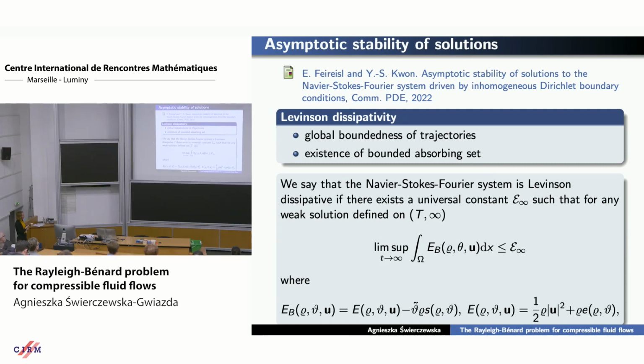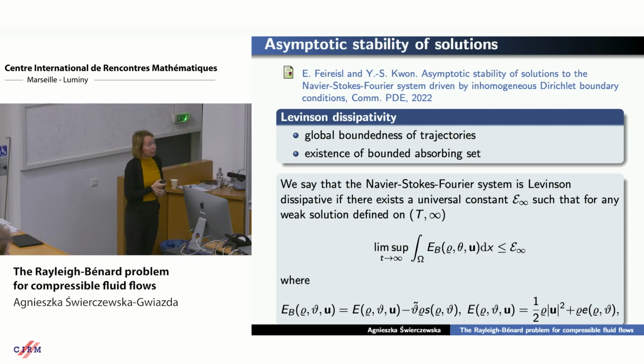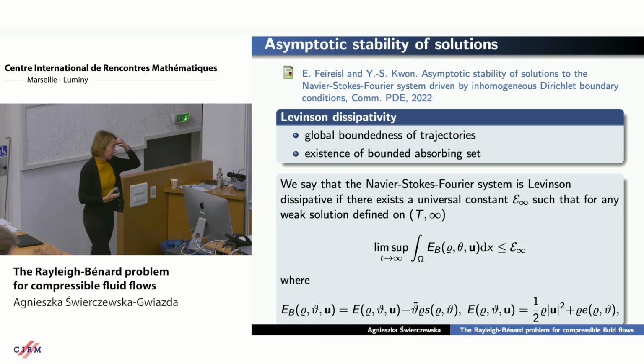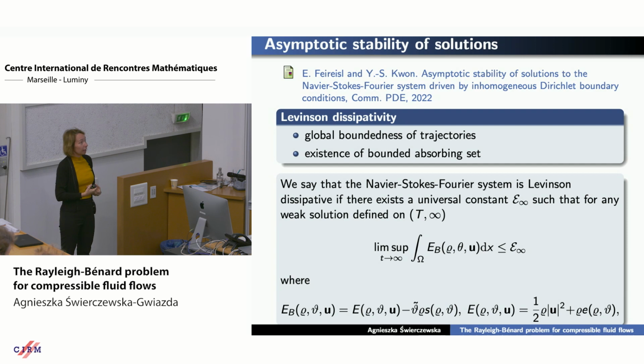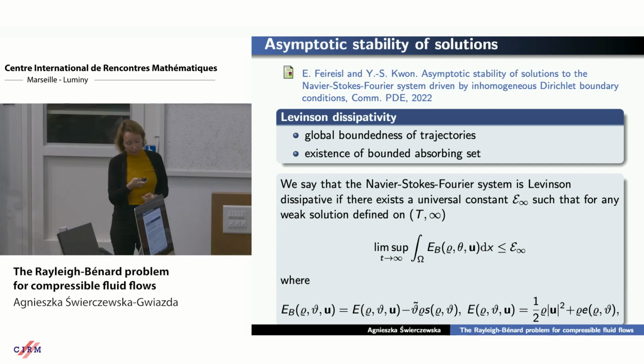Okay, so the result that appeared also this year by Feireisl and Kwon, who also studied asymptotic stability of solutions to the Navier-Stokes-Fourier system, also with inhomogeneous Dirichlet boundary. So let me try to formulate more precisely what I was only describing in words on the previous slide, and then I will show you what will be different in the problem that we consider.